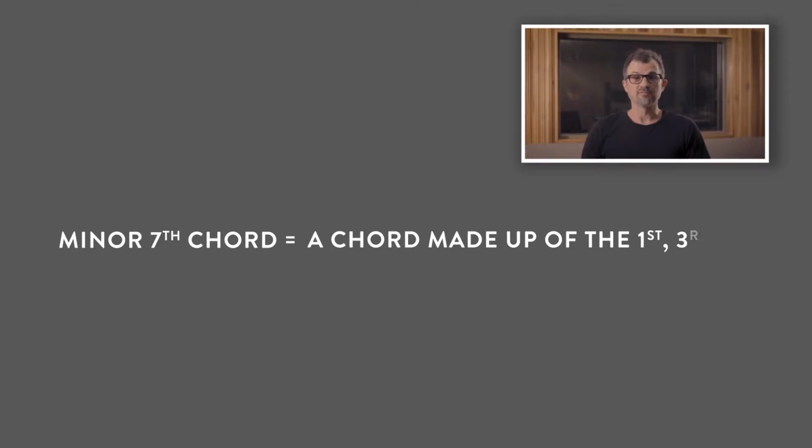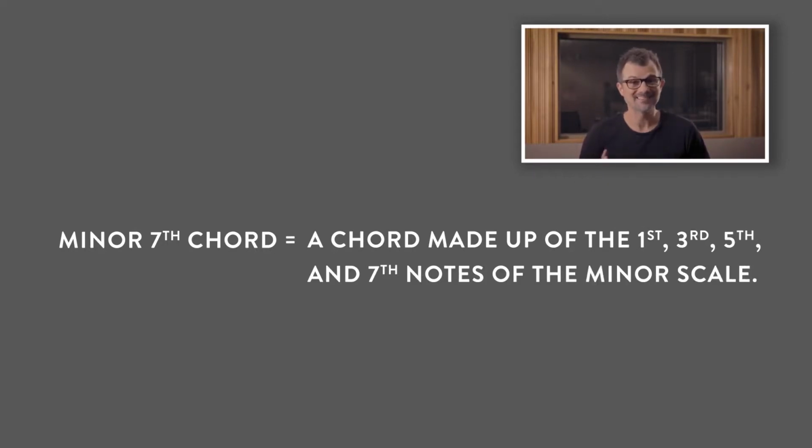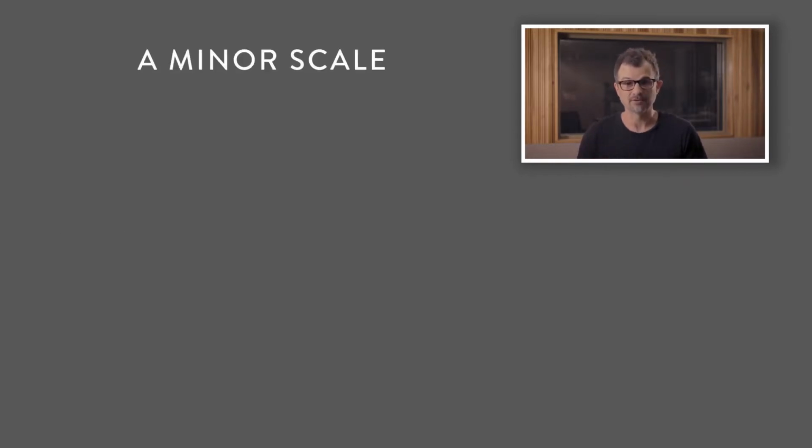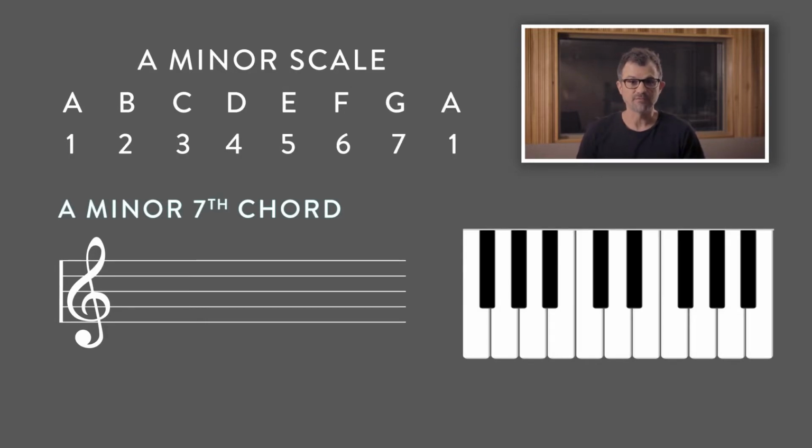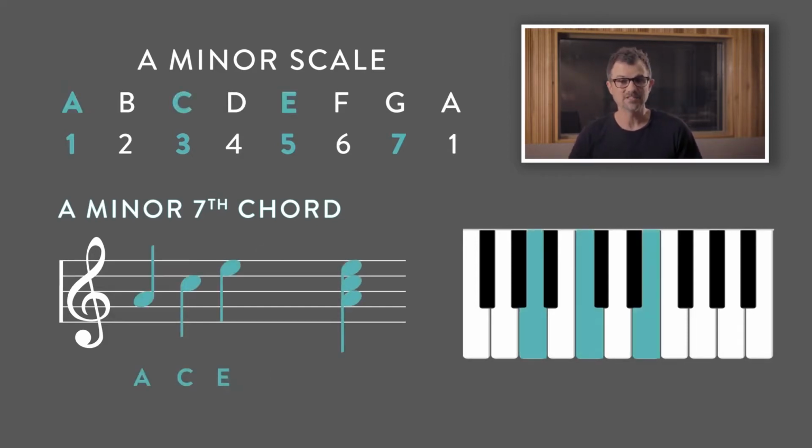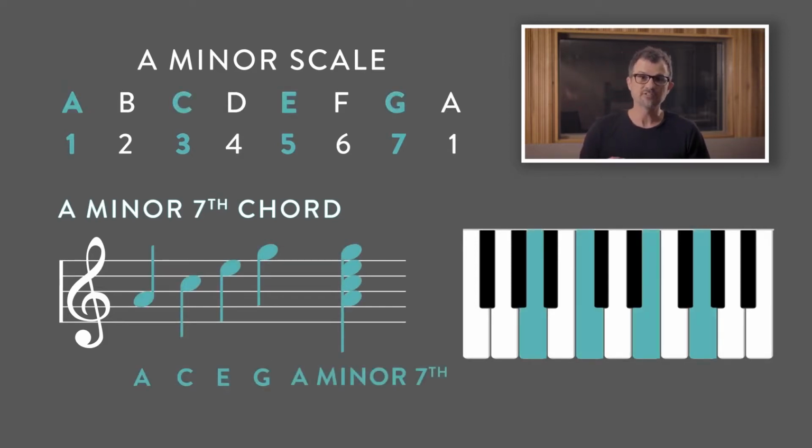The other chord that's formed from the minor scale is the minor seventh chord. This chord is formed from the first, third, fifth, and seventh notes of the minor scale of the same key. So let's look at the example in the A minor scale. Once again, here are the notes of the A minor scale. The first, third, fifth, and seventh notes of the A minor scale are A, C, E, and G. So the A minor seventh chord is entirely made up of these notes.